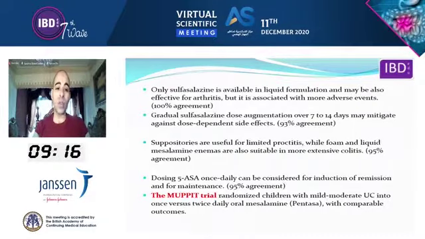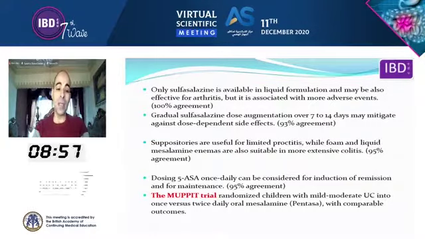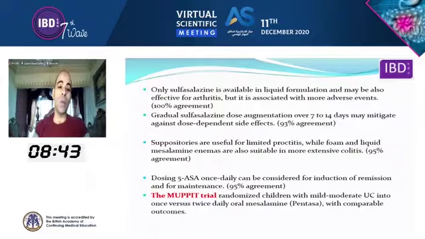adverse events of sulfasalazine. Suppositories are useful for limited proctitis, while foam and liquid mesalamine enema can be used for more extensive colitis. Dosing 5-ASA once daily can be considered for induction of remission and for maintenance. In the MAPIT trial, children with mild to moderate UC were randomized into once versus twice daily dosing with comparable outcomes, no difference between the 2 regimens. It's better to give once daily for better compliance, as we know.